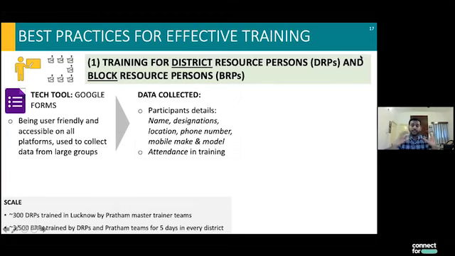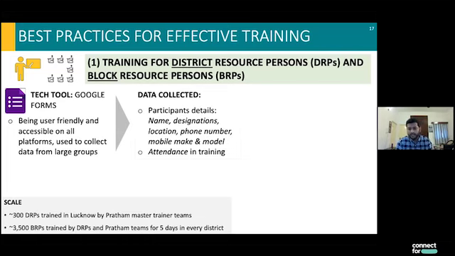For the first level, training of district level and block level resources, we actually used very simple Google Forms because they're user friendly. Everyone knows them. They're easy to deploy, and you can get data very quickly. Again, it has its limitations when you go into millions. But if the sample you're collecting data from is relatively small, at least at this level, Google Forms are a great tool.